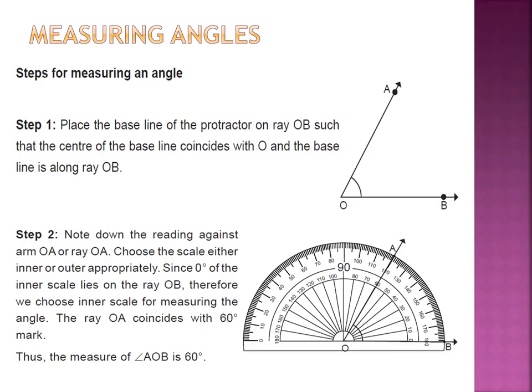Since 0 degrees of the inner scale lies on the ray OB, therefore we choose the inner scale for measuring the angle. The ray OA coincides with the 60 degrees mark. Thus, the measure of angle AOB is 60 degrees.